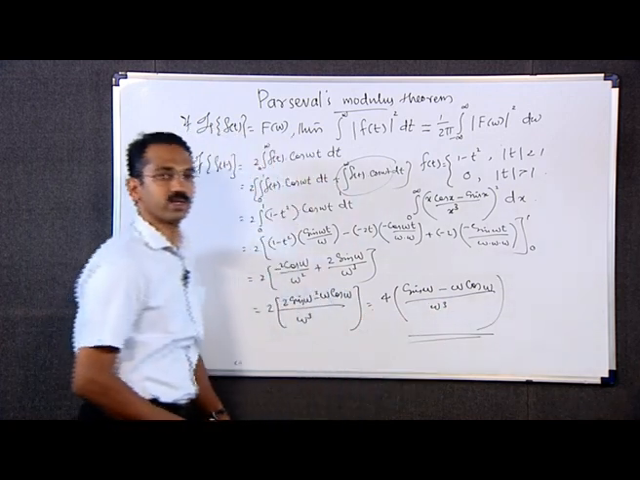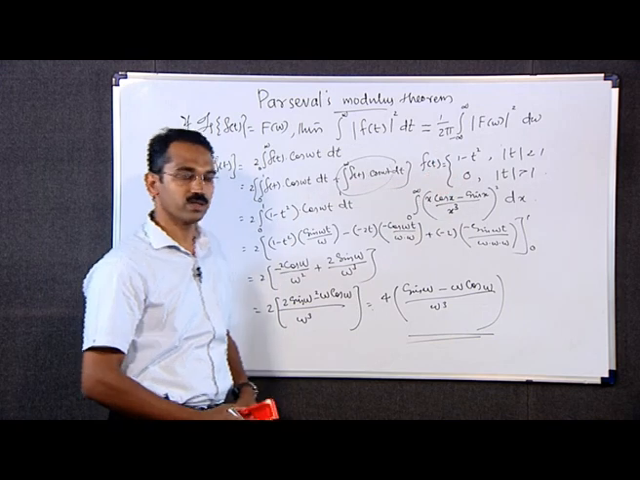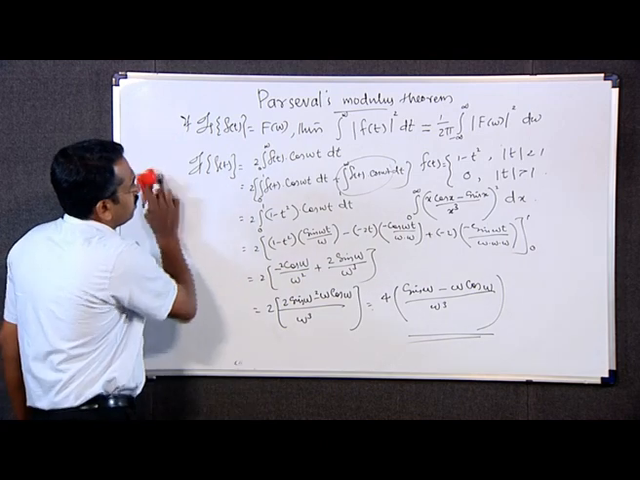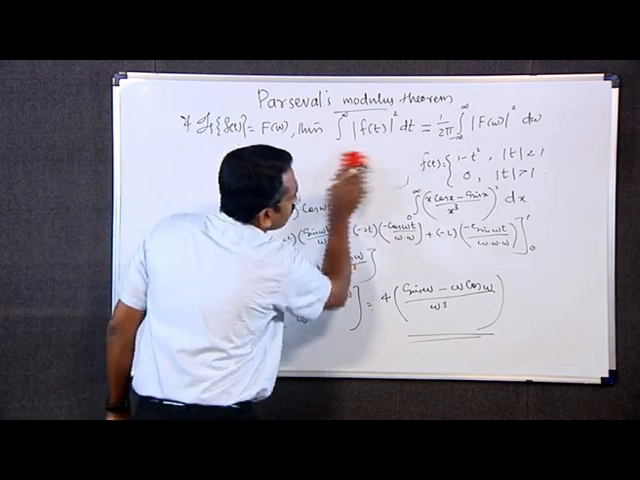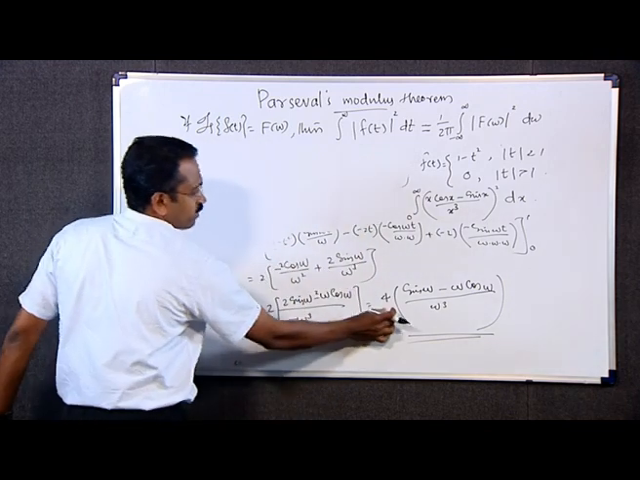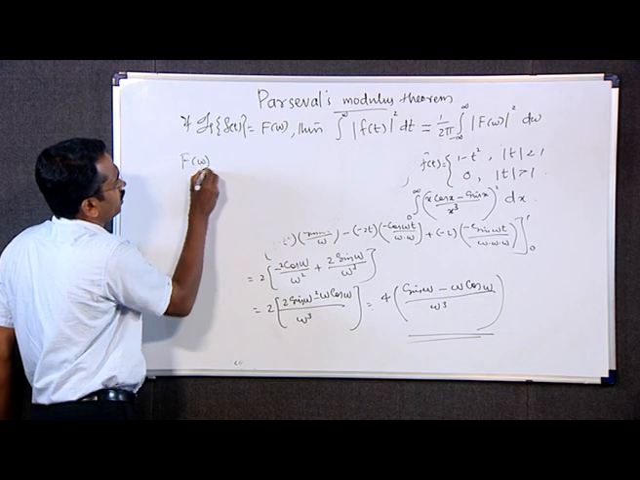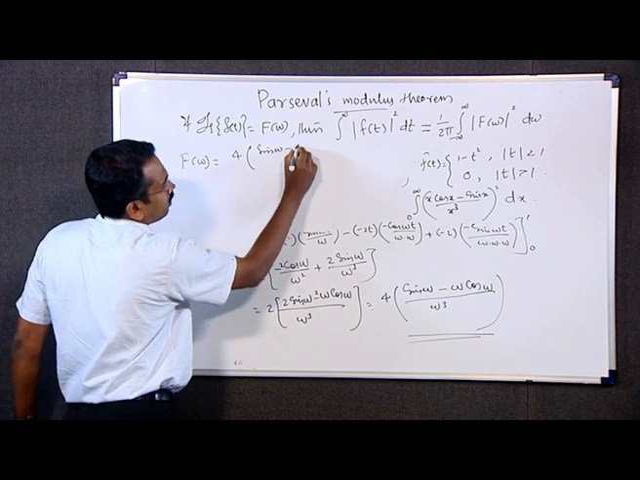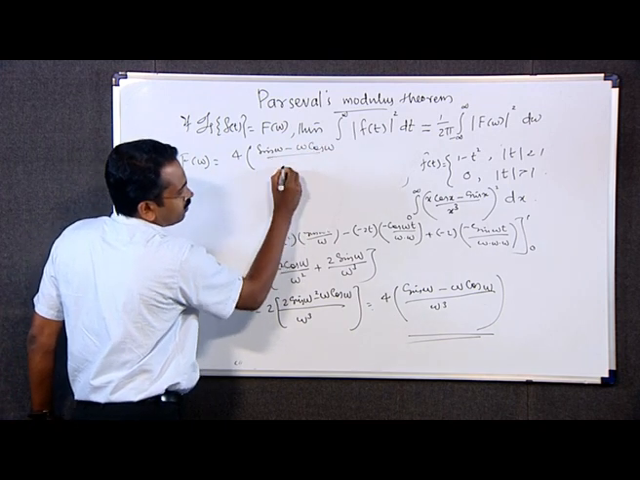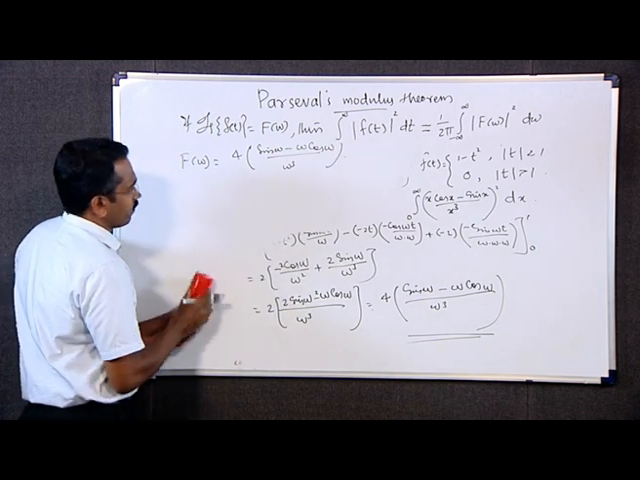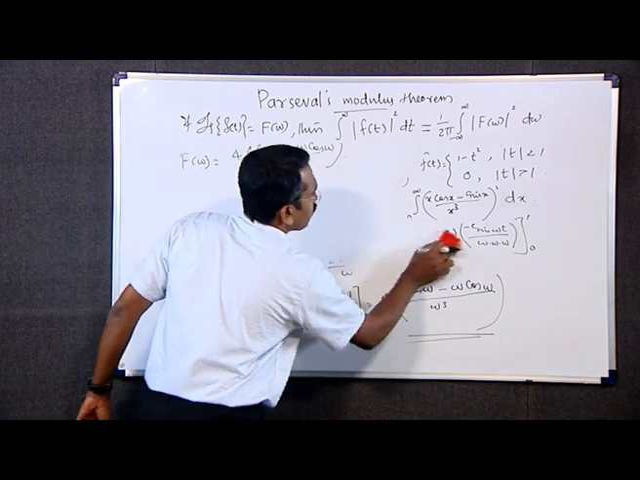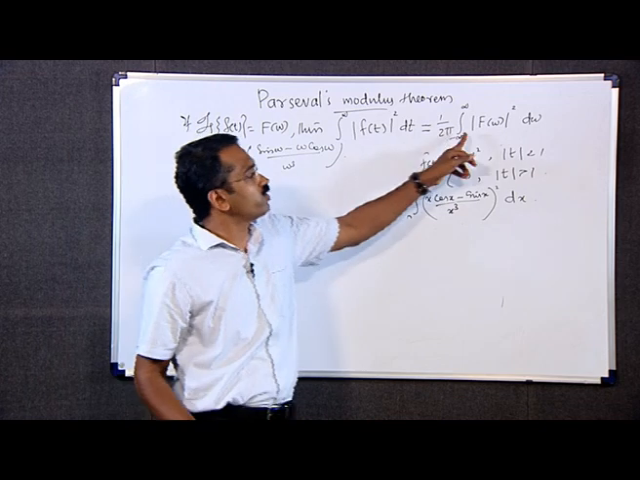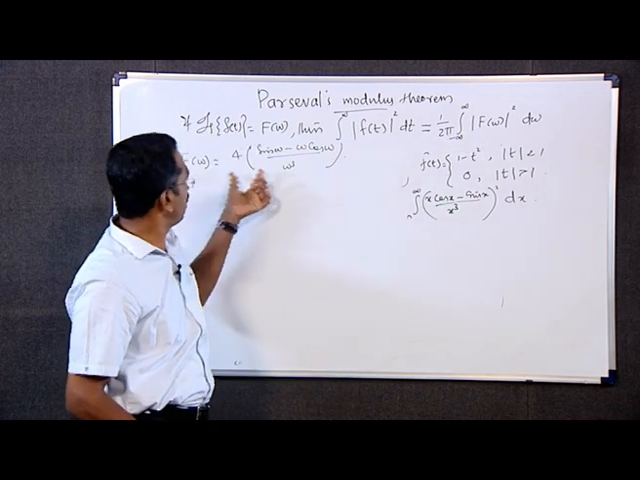This is the required Fourier transform of the given function. Now, we have to evaluate this integral. For this, we take f of omega as this function, that is f of omega equal to 4 into (sin omega minus omega cos omega) divided by omega cube. Then we have to use Parseval's identity in order to evaluate this integral.